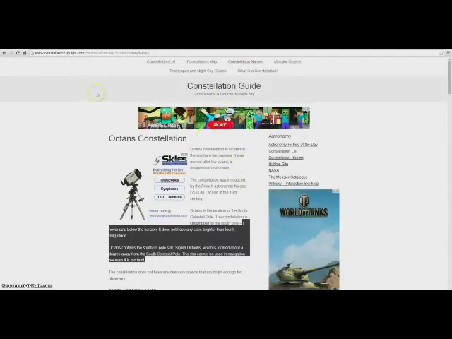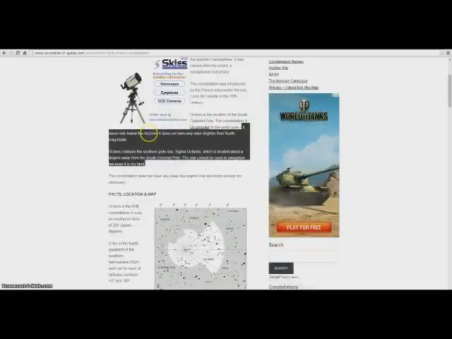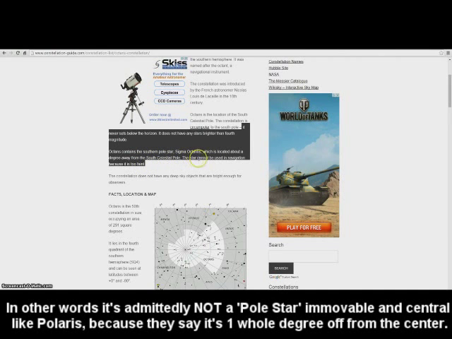All right, so here's a constellation guide. It never sets below the horizon. No stars do, like I said in my other videos. It does not have any stars brighter than the 4th magnitude. Octans contains the southern pole star Sigma Octantis, which is located about a degree away from the south celestial pole. The star cannot be used in navigation because it's too faint. Okay, so you can't even see it with the naked eye. People claim they see it with a telescope, but you can barely see it.